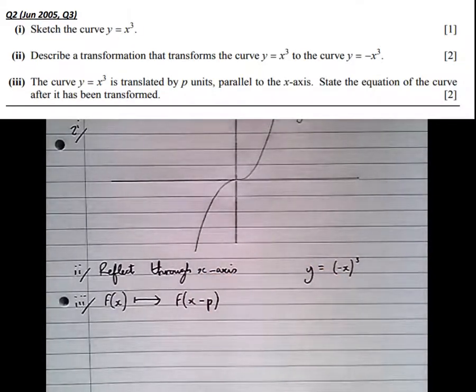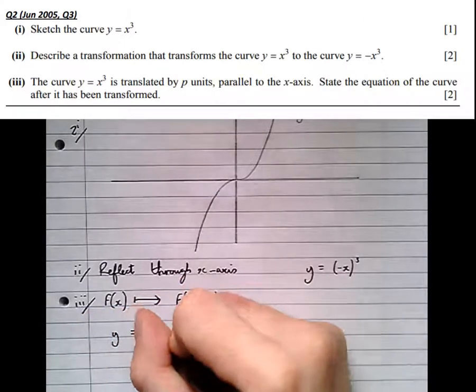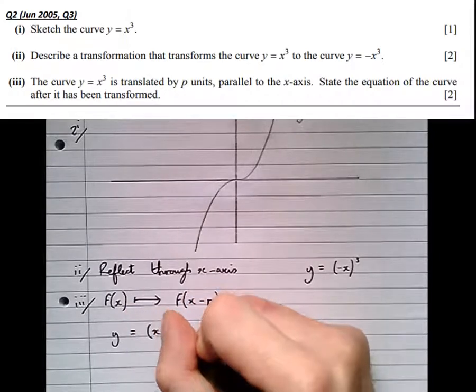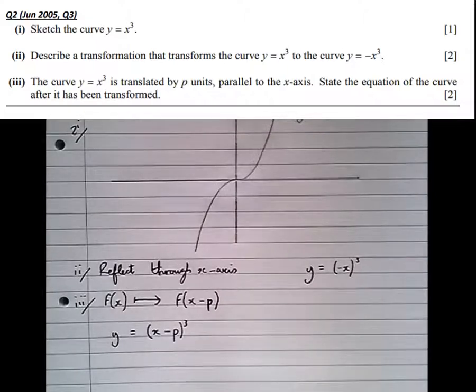Therefore, we're going to replace the x's with x minus p's, which means that the new curve is going to be y equals, and replace x with x minus p, so it's now x minus p, we're cubing. And that's all of the marks.